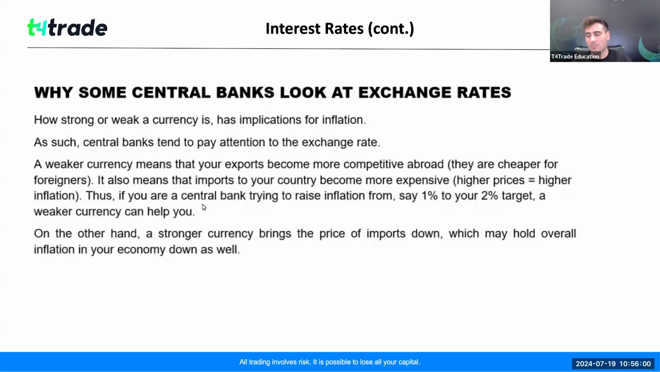Thus, if you are a central bank trying to raise inflation from 1% to 2%, let's just say, a weaker currency might indeed do the trick for you. See, for example, the PBOC, People's Bank of China. They're currently in this kind of situation right now. On the other hand, a stronger currency brings the price of imports down because you can buy more stuff, which may hold overall inflation in your economy down as well. Okay, so enough about this.